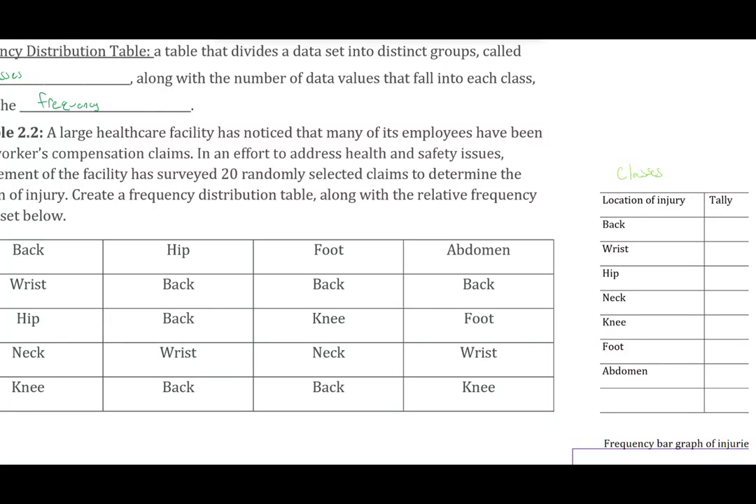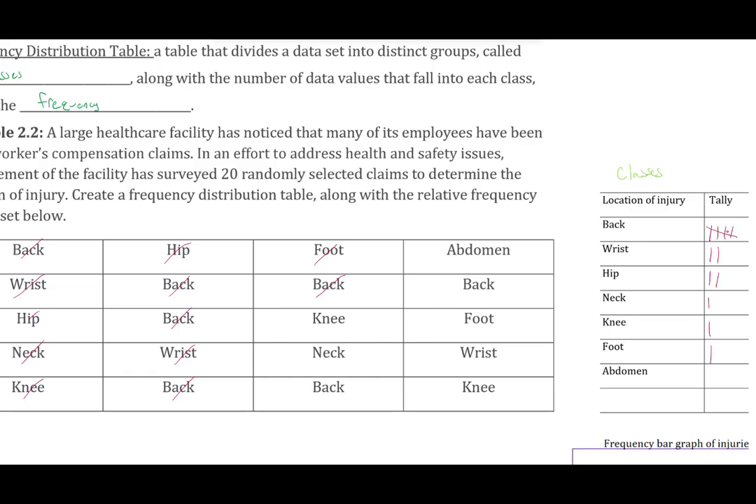So basically what we're going to do here is we're going to go through our data values, and we will put a tally mark. Oops, that was a bad one. My finger slipped there. We can put a tally mark for each of these values. So back occurs, wrist occurs, hip. And when we do this, basically we're just going to use some old school tally marks. After the fourth tally mark, we're going to use a diagonal to represent 5. This way we can look at them quickly and see how many injuries were at each location.